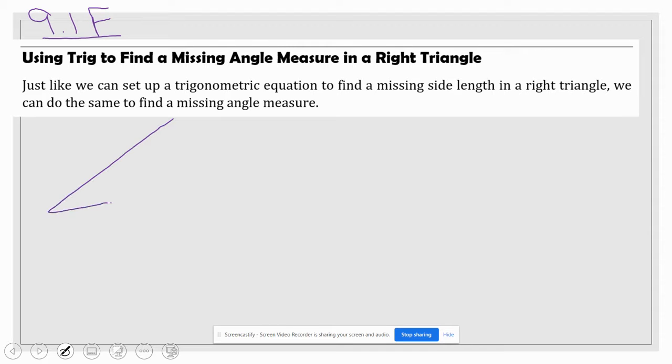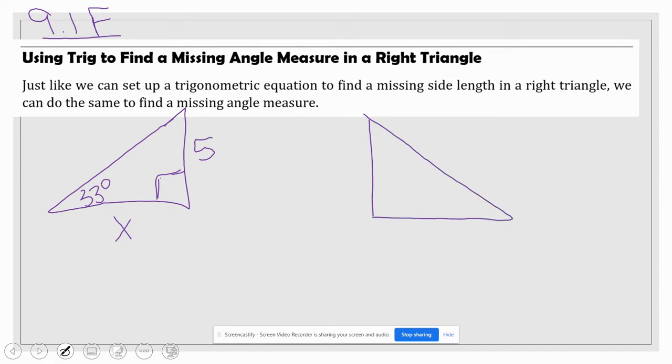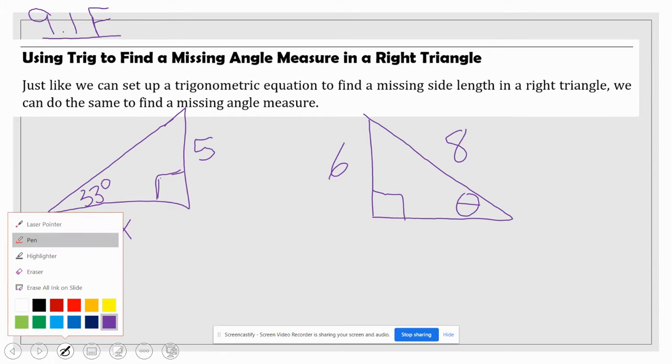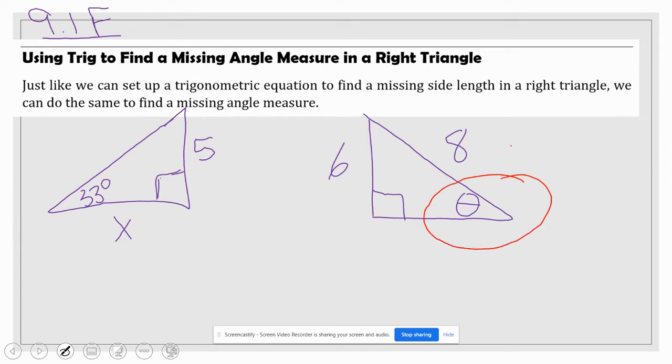And the other problems that we did for this, notes D, we had an angle measure and a side that we knew and a side that we didn't. So now for these problems, we're not going to know the angle measure, and we're going to have two side lengths that we know. Need to find the angle measure in degrees.